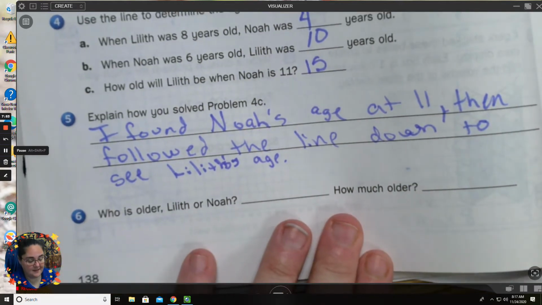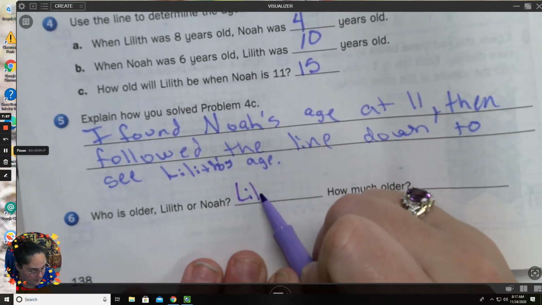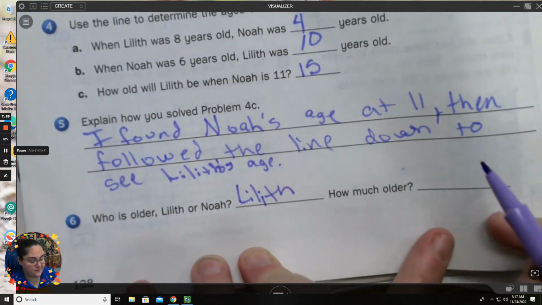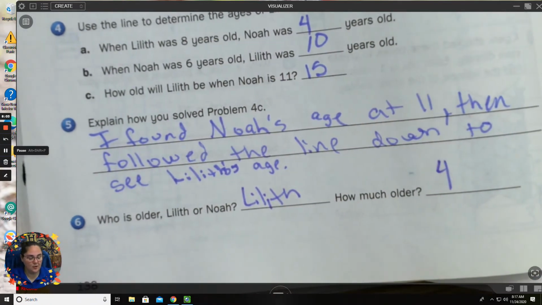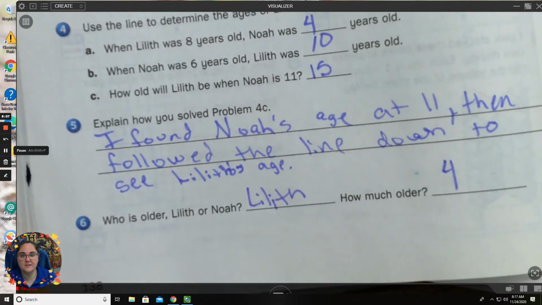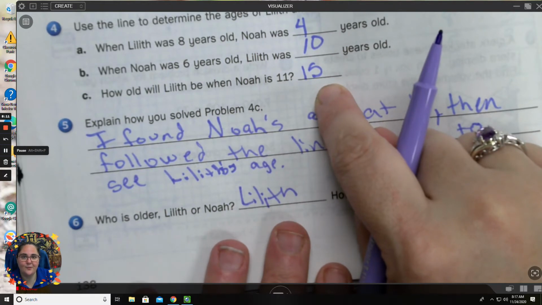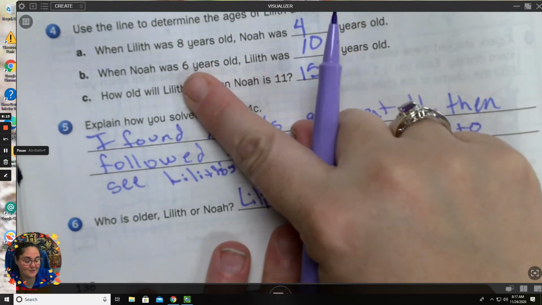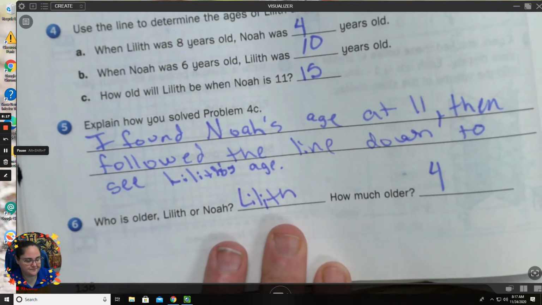All right, looking at this, I know that Lilith is older. And I know that she is 4 years older. The reason why I know that is because she's always 4 years higher, or 4 numbers bigger, than Noah's age. When he was 11, she was 15. Add 4. When he was 6, she's 10. Add 4. That's how I know that she was older.